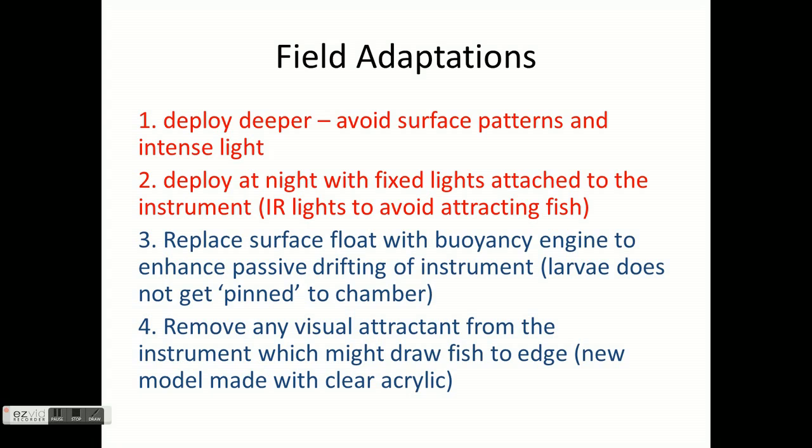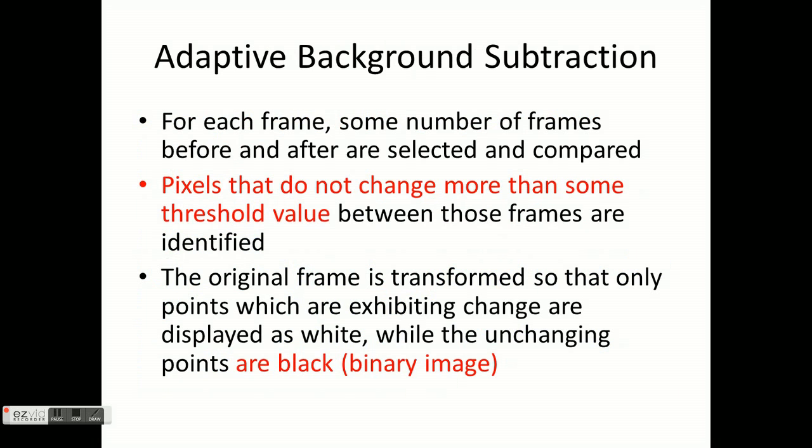So we created some field adaptations which we hope would deal with some of these. The first two, in red, deal with light, and our solutions are to deploy deeper so that the light is less intense and thus the variations are less significant, and also to deploy mostly at night with fixed lights attached to the instrument. In blue you can see things that we've added to deal with the artifacts and the structure of the chamber itself, which are to replace the surface float with a buoyancy engine, and also to make everything that's on the chamber or the DISC itself clear so that there are no visual attractants for the fish.